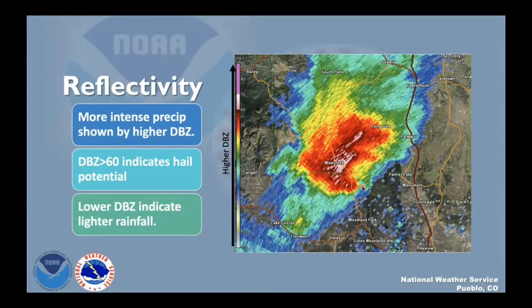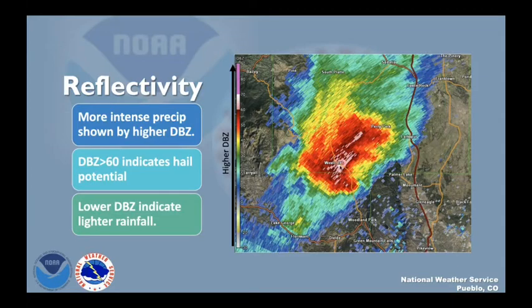Reflectivity: generally speaking, the higher up this scale, the more intense the weather is going to be. So for example, on these outer bands out here, it's more likely just rain. As you're starting to get into these darker reds and purples, you're probably going to start seeing some hail.